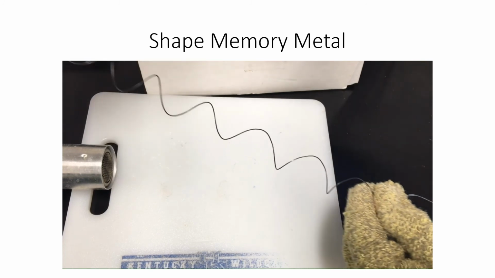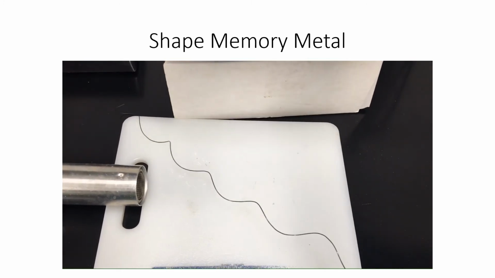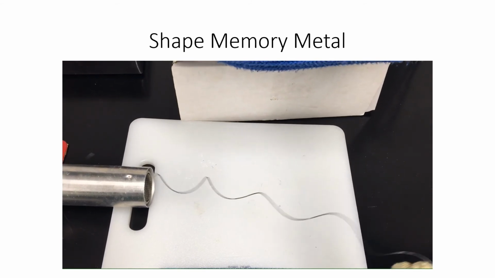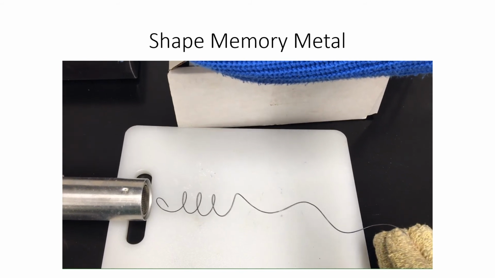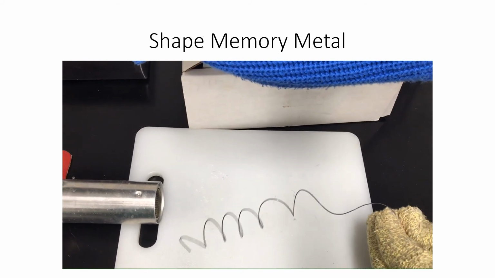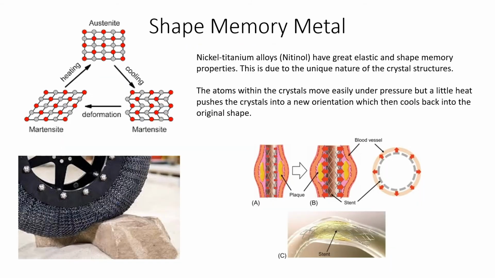For our next demo, we have shape memory metal. So we can take a piece of metal, stretch it out, damaging it, but when we put this special piece of metal in front of our heat gun, it gets back to its original shape. How that works is we use a nickel titanium alloy. This has great elastic properties and it has a shape memory material. And this is due to the unique nature of the crystals inside of it.